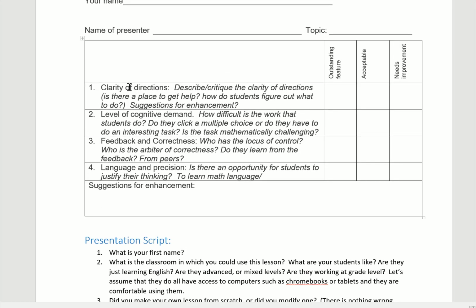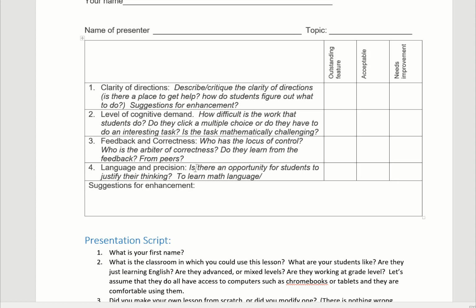It's going to say, how clear were the instructions? Describe, critique the clarity of the instructions. Do the students know how to help? The level of cognitive demand. How difficult is the work the students are asked to do? Now that also, is there a variety of questions? You know, are students just plotting, or are they just doing multiple choice? Are they just explaining? You want to have a variety of different questions.